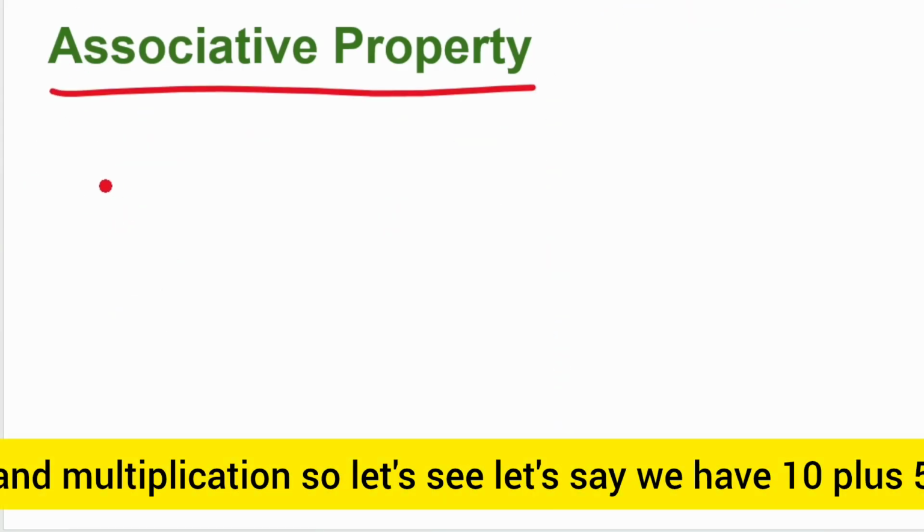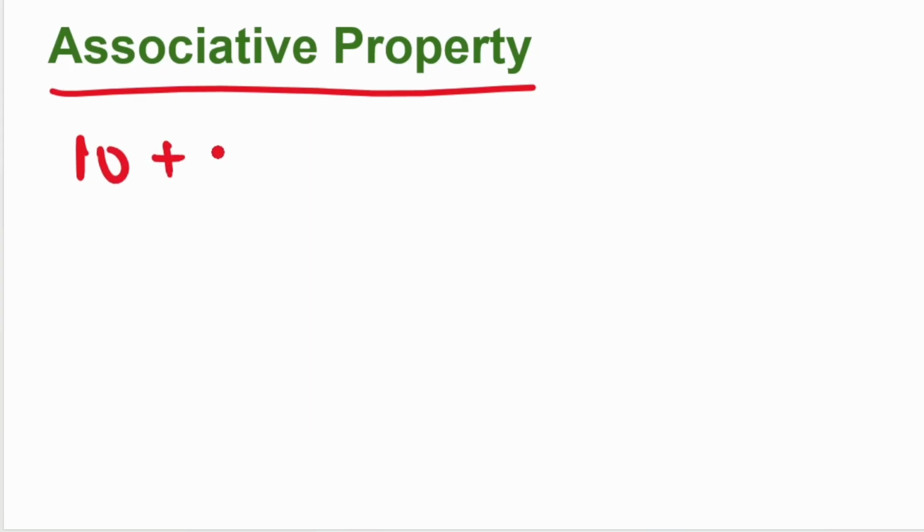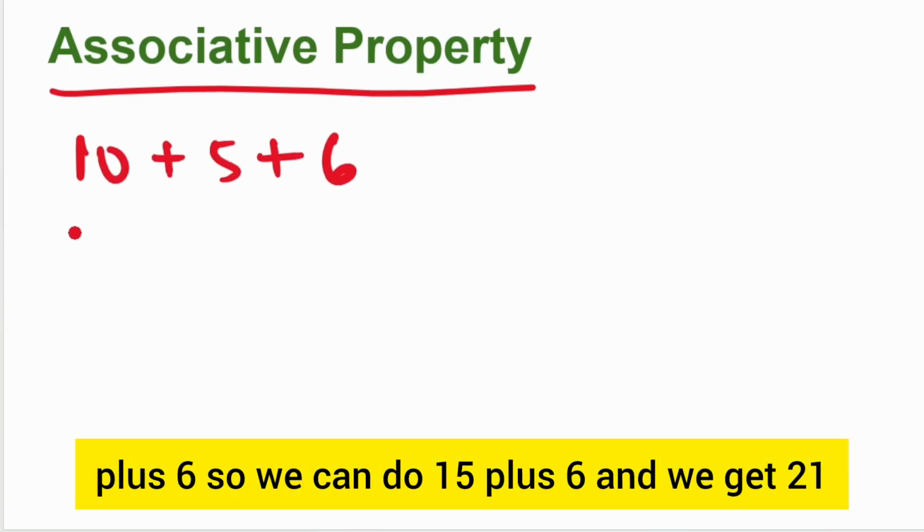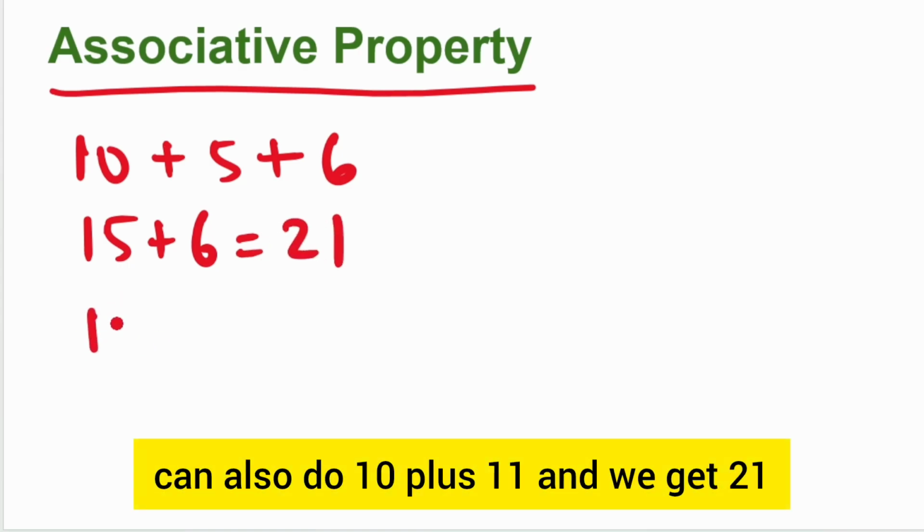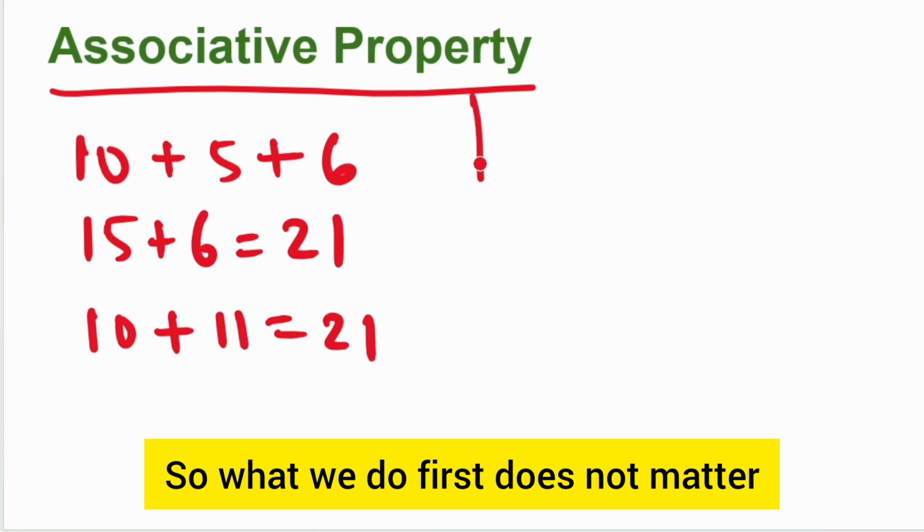So let's see. Let's say we have 10 plus 5 plus 6. So we can do 15 plus 6 and we get 21. We can also do 10 plus 11 and we get 21. So what we do first does not matter.